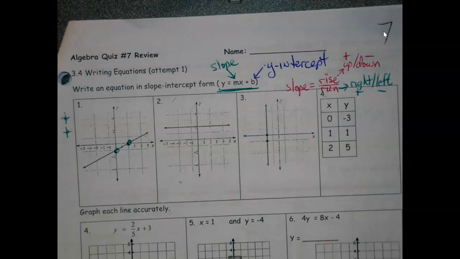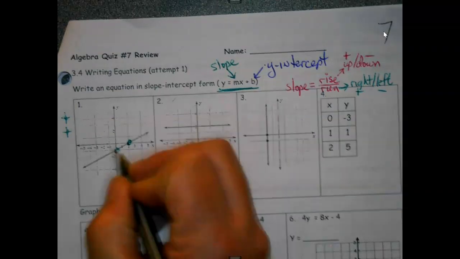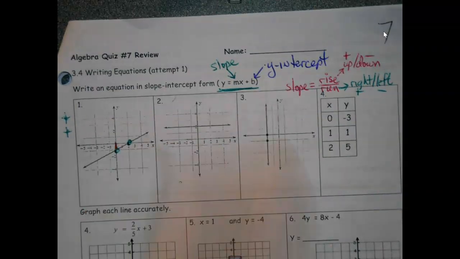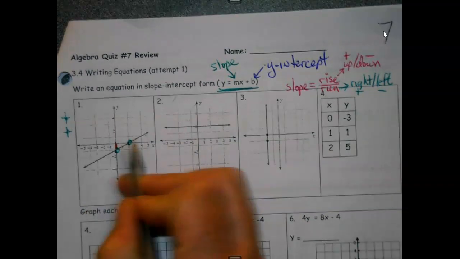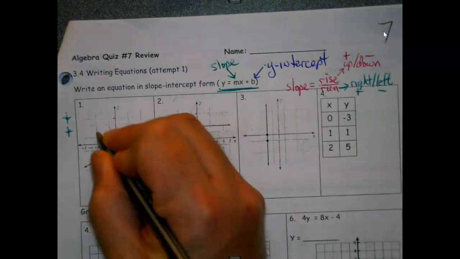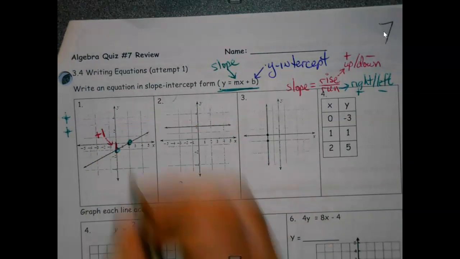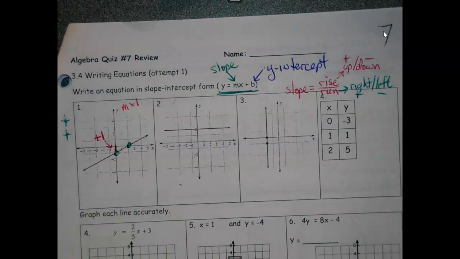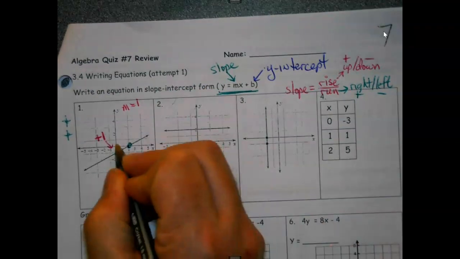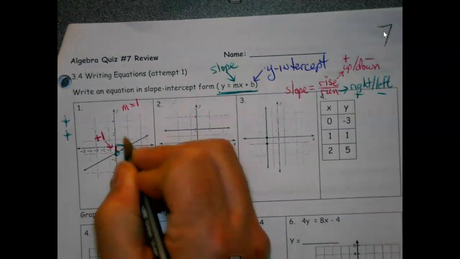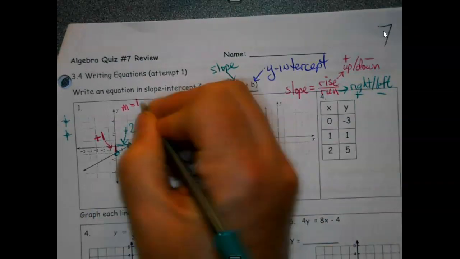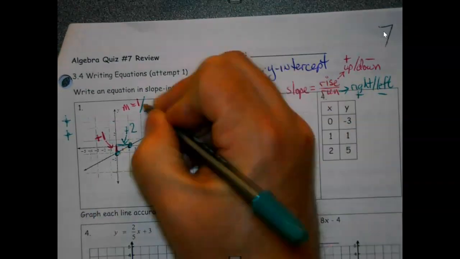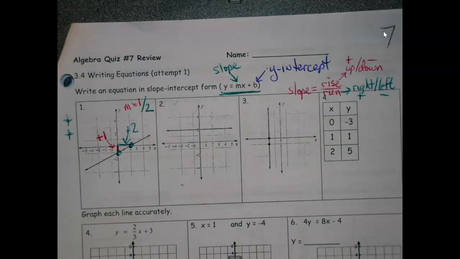part of this is to go, okay, how many do I have to go up to get aligned with this? In this case, I went up 1. And how many did I go to the right? 1, 2. And that's also positive because I went to the right. So I've got my M. Okay, I've got my slope.